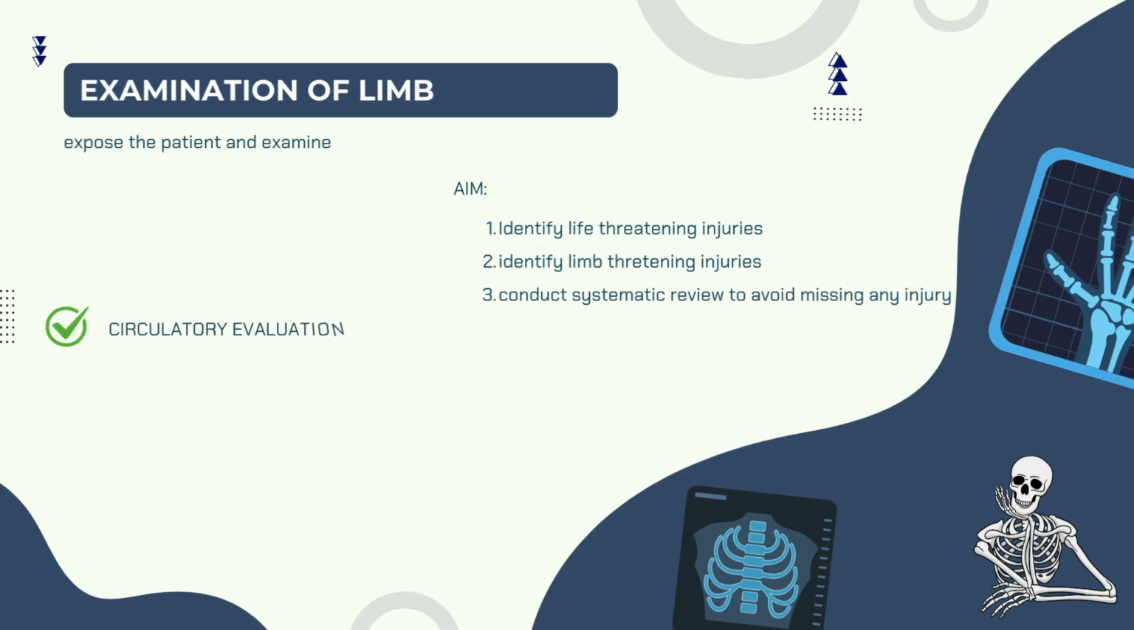Next is circulatory evaluation. The importance of circulatory evaluation is that if the patient is in shock, we won't be able to identify the arterial injury as such. In such cases, Doppler can help us. Pallor, pulselessness and coolness of the limb can be there even in shock also.